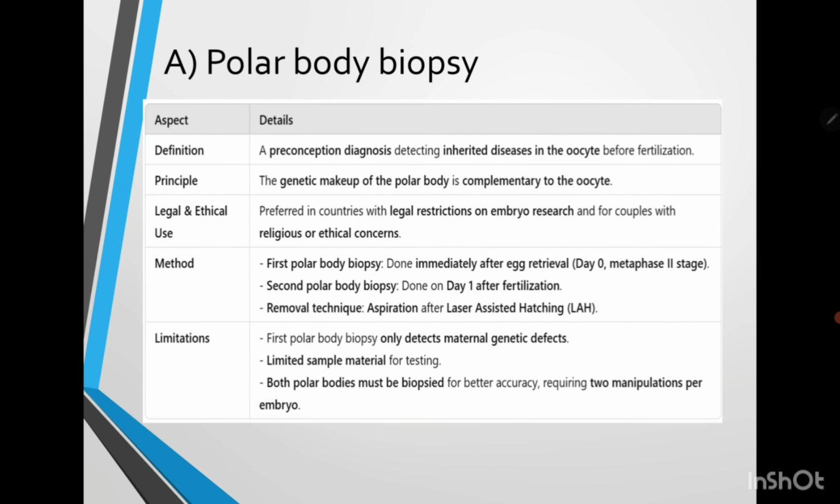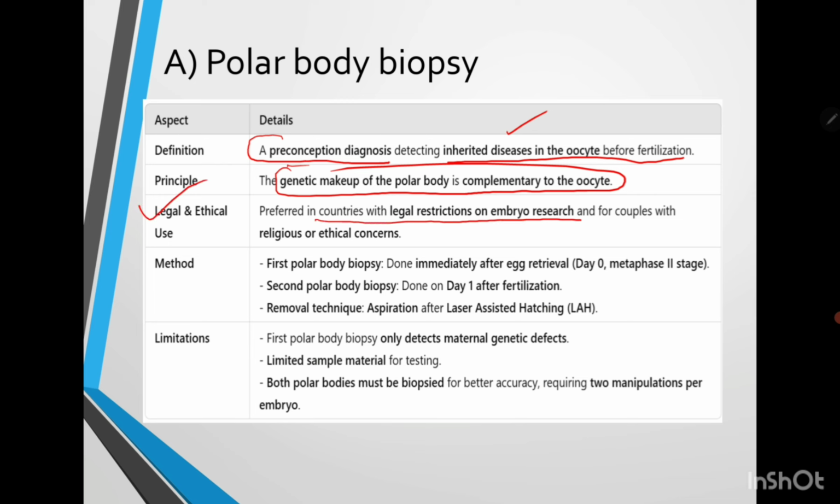Okay. Polar body biopsy: first, the definition is a preconceptional diagnosis detecting inherited disease in the oocyte before fertilization. The principle is that the genetic makeup of the polar body is complementary to the oocyte, because the polar body also has an equal genetic makeup to the oocyte. So those diseases inherited from the oocyte before fertilization can be detected by polar body biopsy. Legal and ethical use: preferred in countries with legal restrictions on embryo research, and for couples with religious or ethical concerns.